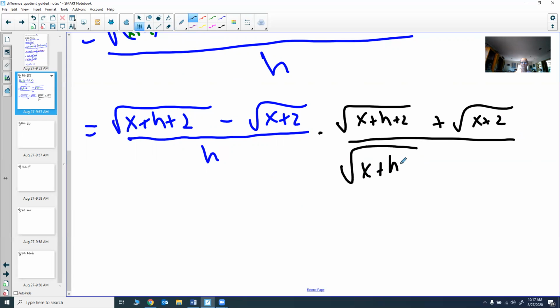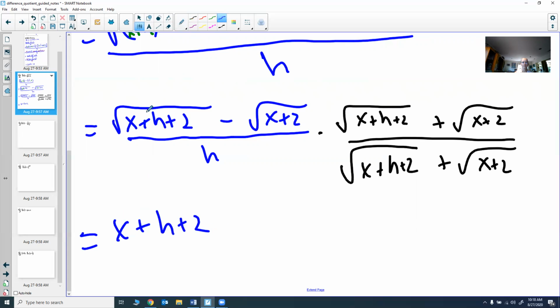You're basically multiplying by the number 1. So this is why you have to do this, because this expression is 1, and you can multiply anything by 1. So we're going to multiply this out. The numerator is going to be the square root times the square root, which is just the thing inside, x plus h plus 2. Then you've got the square root of x plus h plus 2 times the square root of x plus 2.